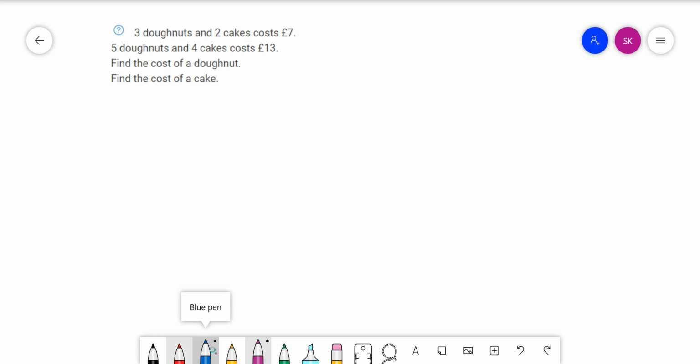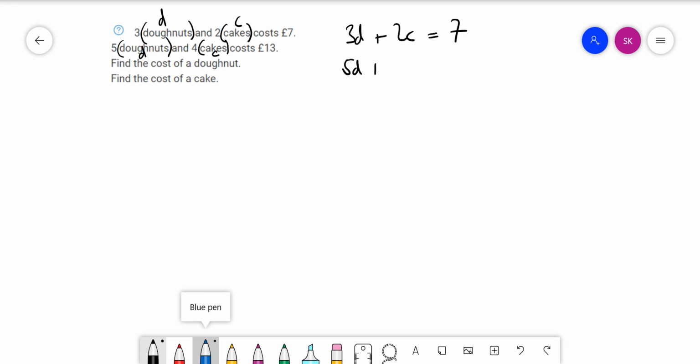Right. We've got 3 donuts and 2 cakes costing £7. Let's call the cost of the donuts D and the cost of the cakes C. In this one I've got 5 donuts and 4 cakes. Let's set them up. 3D plus 2C equals 7, and 5D plus 4C equals 13. Here I've got two equations with two unknowns, simultaneous equations.